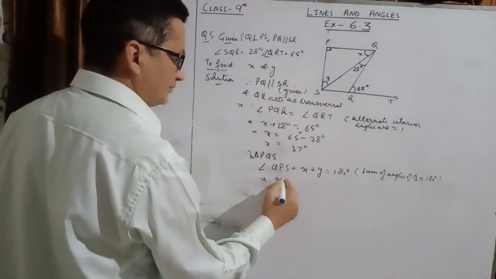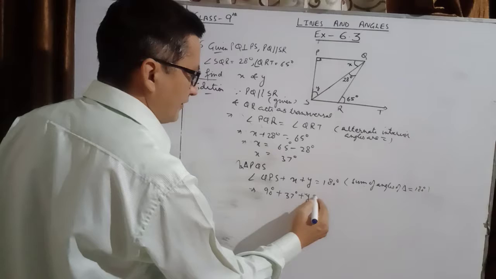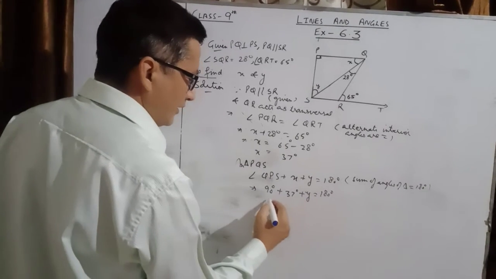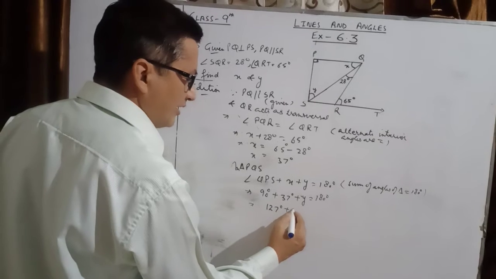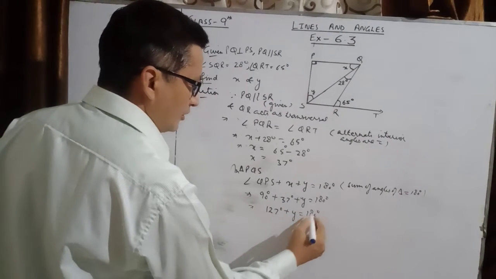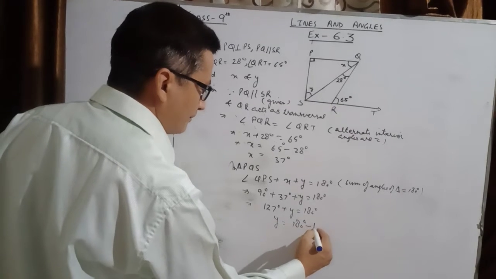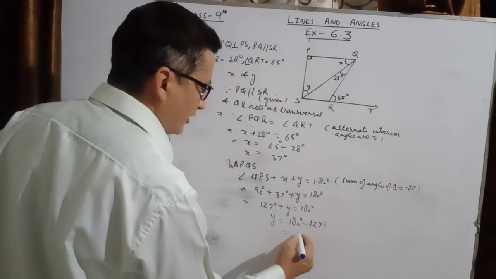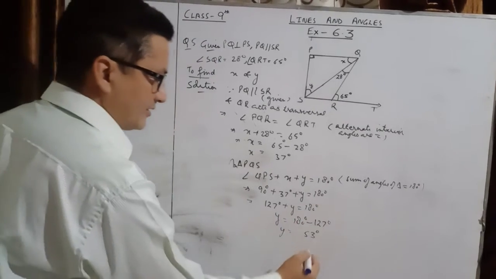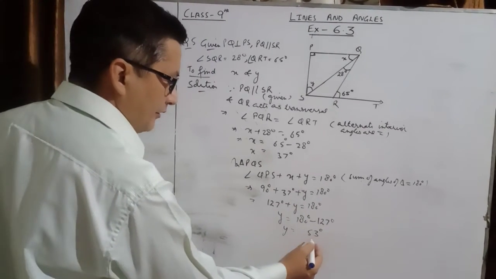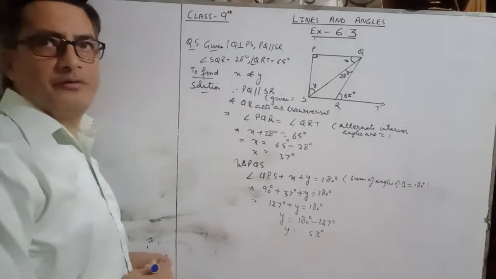So put the values. QPS is 90 degree, X is 37 degree. You can find out the value of Y. So 90 plus 37 is 127 degree. So Y comes to be 180 degree minus 127 degree. So in this way, when you subtract these two, you will get 53 degree, and hence you are able to get the value of Y.